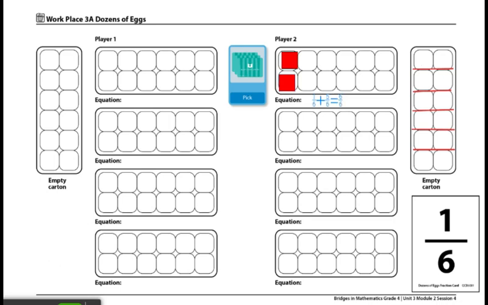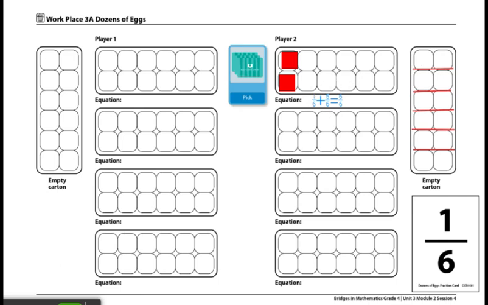On each turn, it's important that players must put all the eggs in one carton. However, players may begin to fill up another carton before their first one is totally filled. When the carton is filled, the player writes the equation just like we did right here to show the process of getting to 1 full carton.